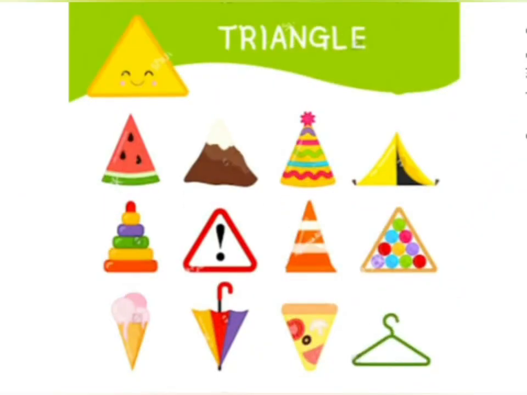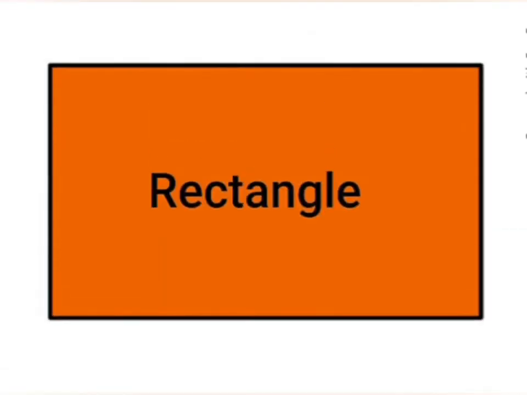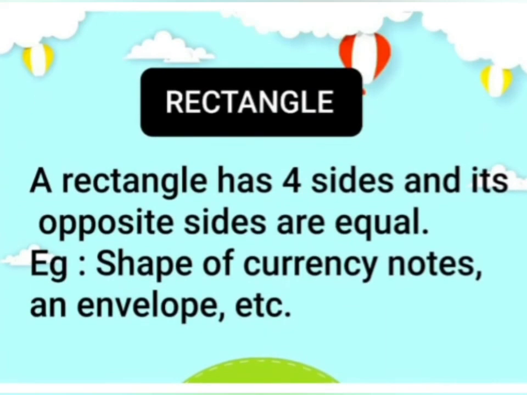These are some more examples of triangular objects: a watermelon slice, a mountain, a birthday cap, a tent, etc. Now, let's move to a rectangle. A rectangle has 4 sides and its opposite sides are equal. For example, the shape of currency notes, an envelope, etc.